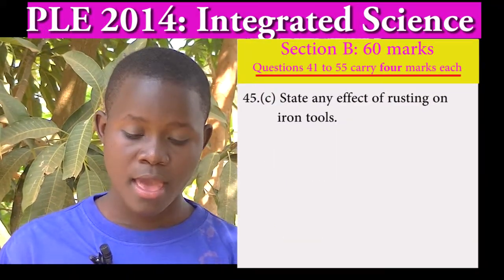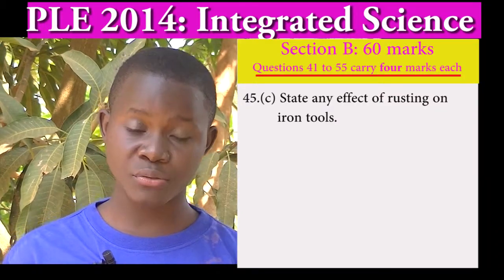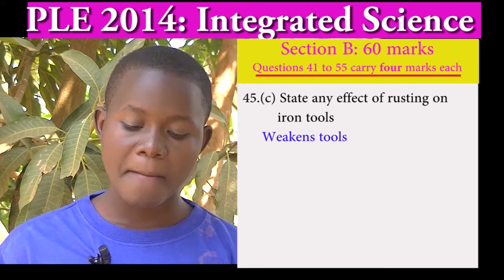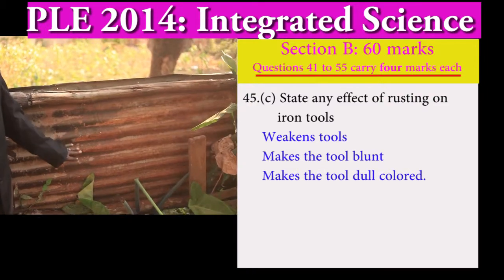C. State 1 effect of rusting on iron tools. Weakens the tool, makes the tool blunt, makes the tool dull colored.